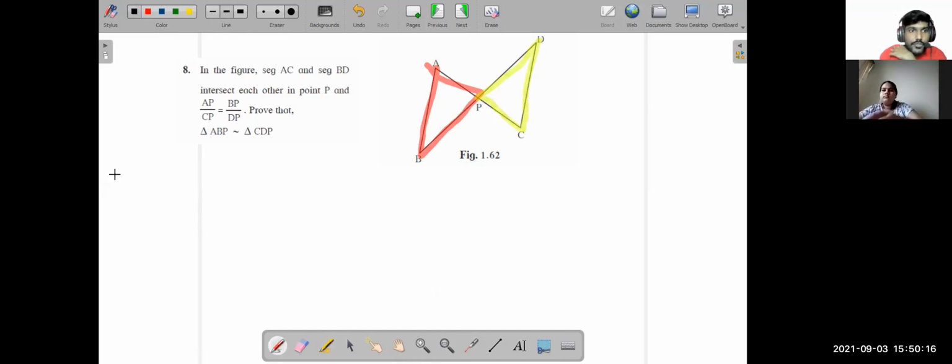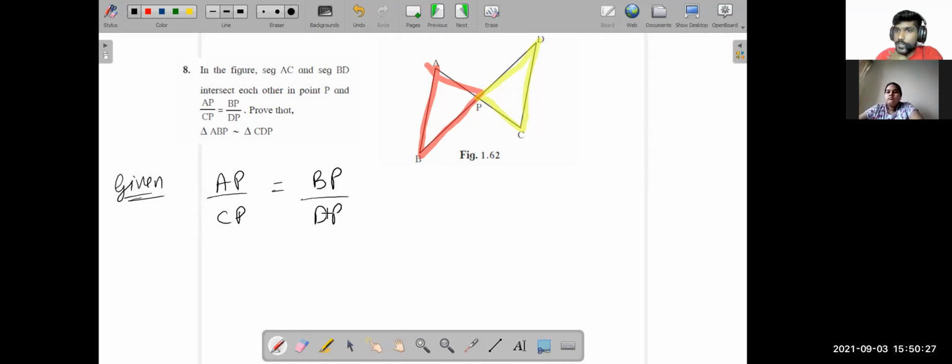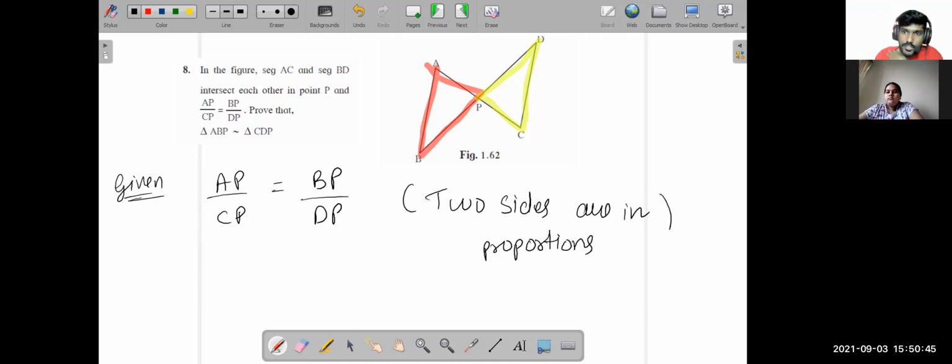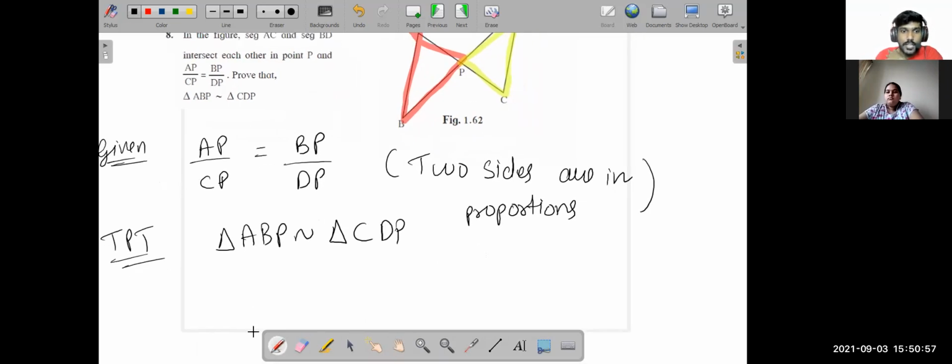You have to prove. So first, what is given, I will write that. Given AP upon CP equal to BP upon DP. This is given to you. That means two sides are in proportion. You have to prove that triangle ABP is similar to triangle CDP. This is what we have to prove. Let's start with the proof.